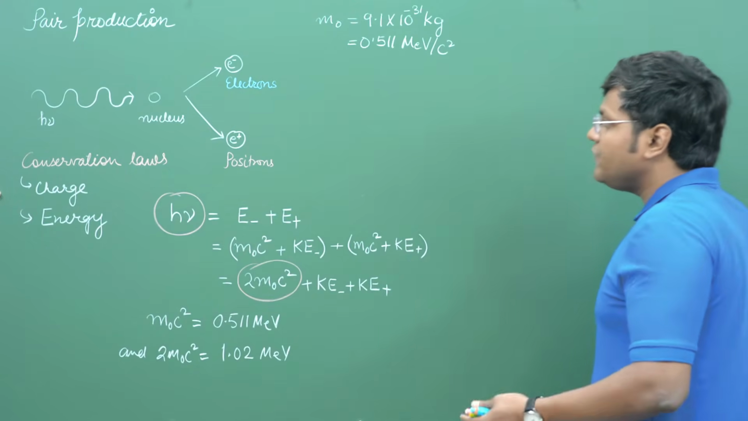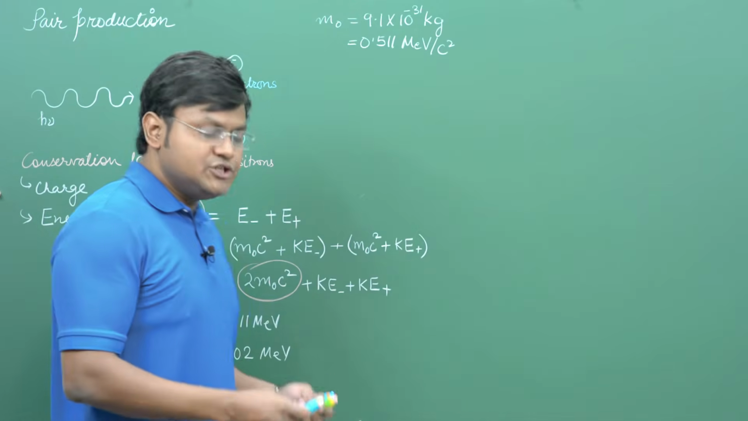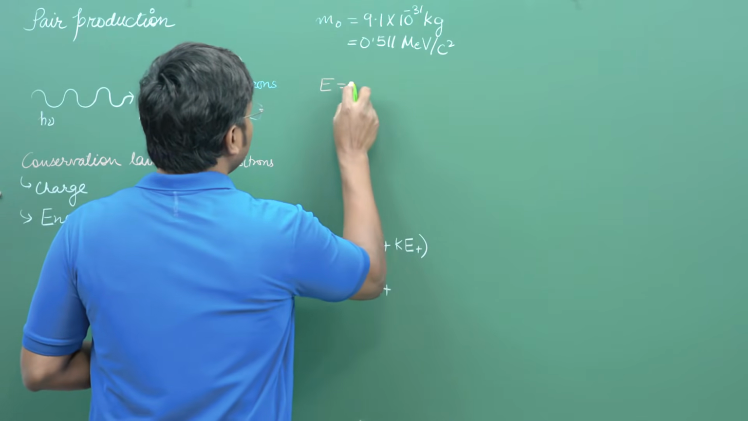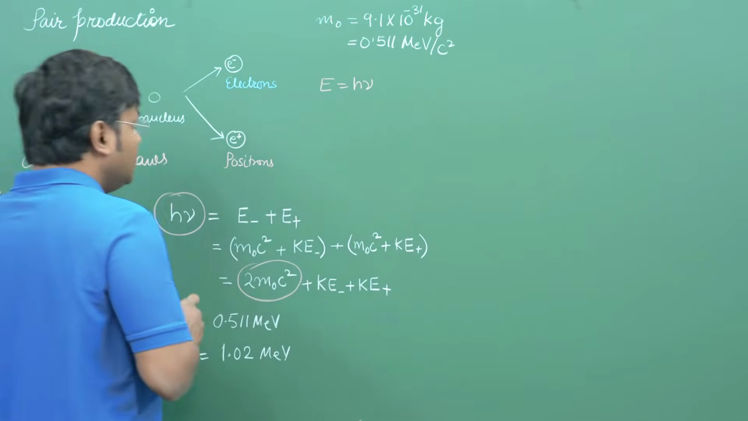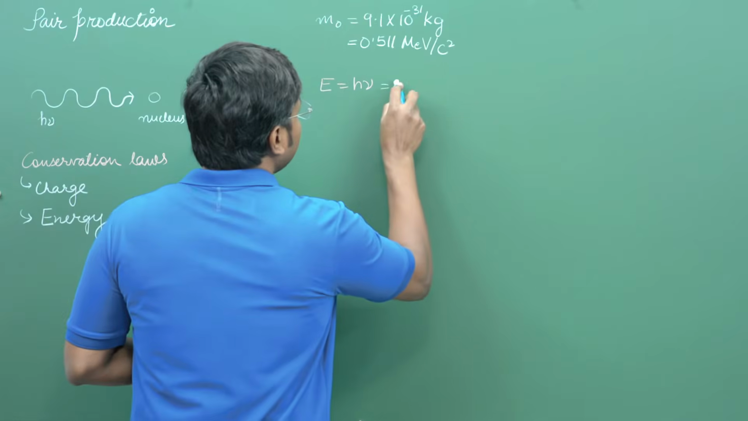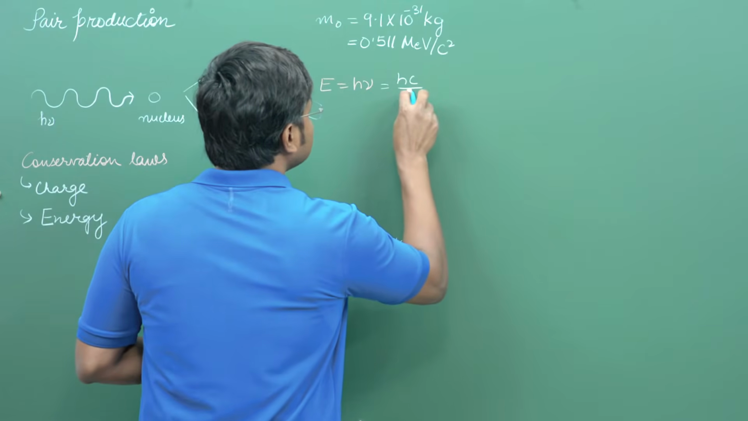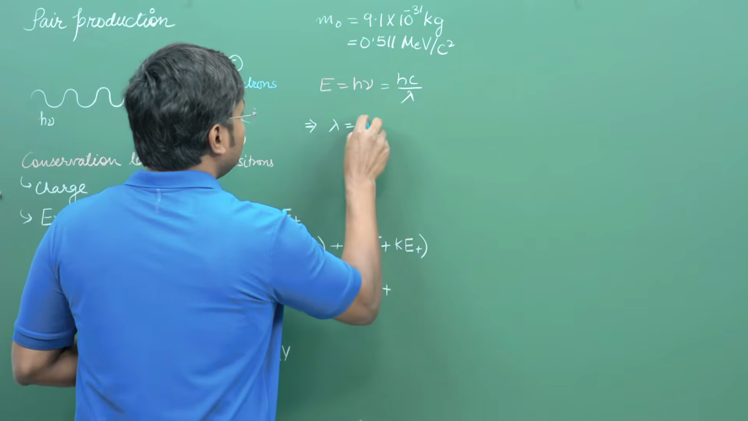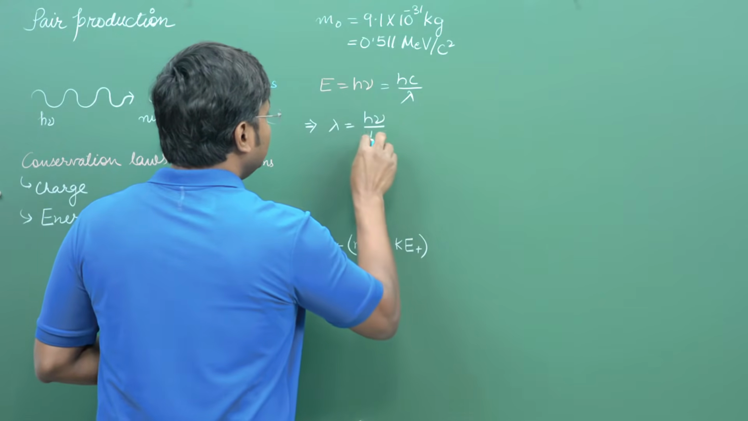So what is the energy of a photon? The energy of a photon is given by h nu, right? So E is equal to h nu. What is nu? Nu is the frequency. So in terms of wavelength, this comes out to be hc upon lambda. So what is lambda? Lambda is equal to hc upon E, right?